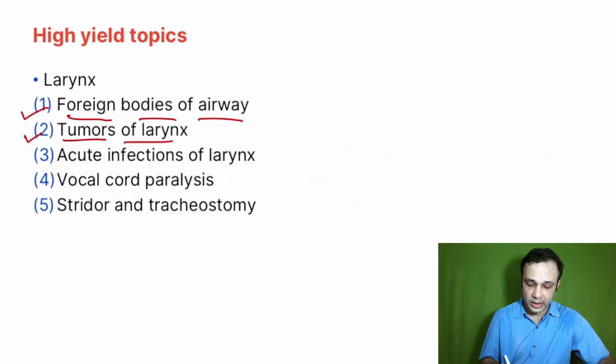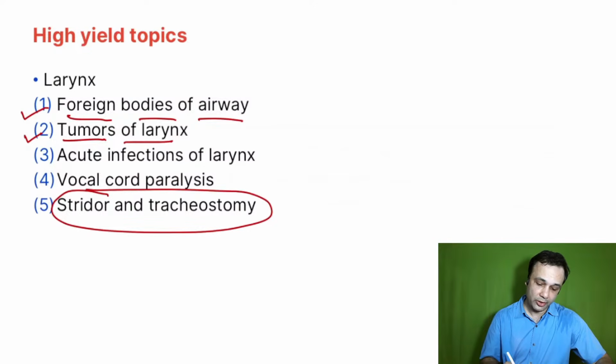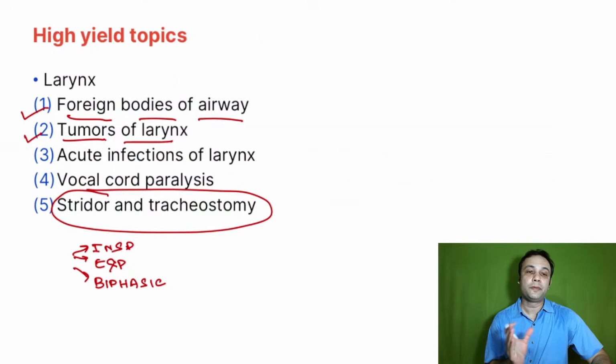Tumors of the larynx: supraglottis, glottis, subglottis. When you talk about tumors, once again, stridor and tracheostomy also play a central role. When you talk about stridor, you divide it into inspiratory, expiratory and biphasic stridor. So when you talk about questions on stridor, it becomes very easy to differentiate what is the level of involvement of the airway as far as stridor is concerned.